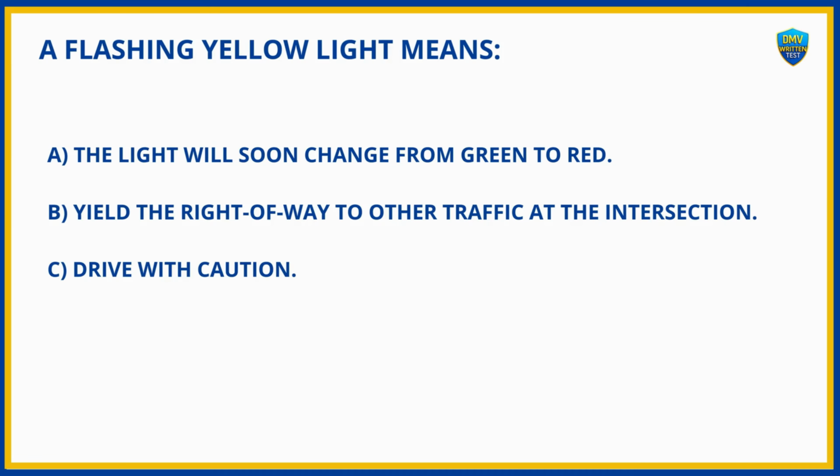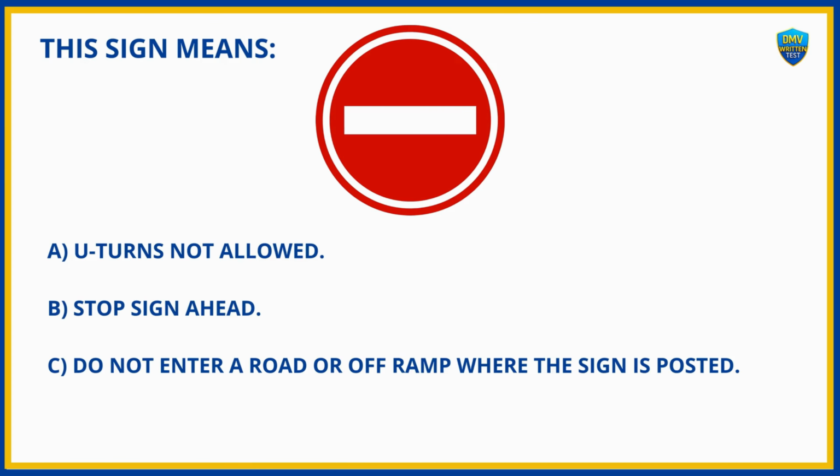A flashing yellow light means A. The light will soon change from green to red. B. Yield the right-of-way to other traffic at the intersection. C. Drive with caution. And the answer is C. Drive with caution.